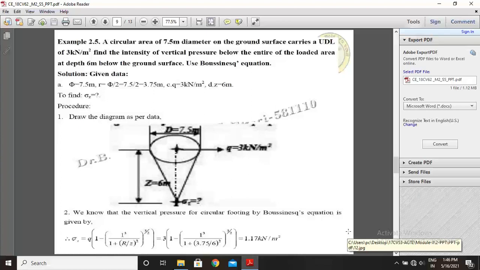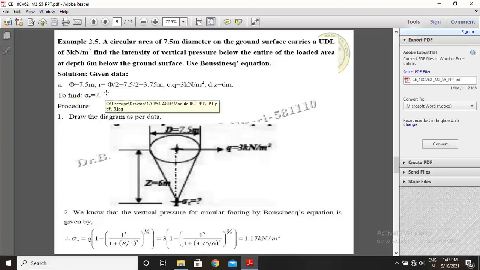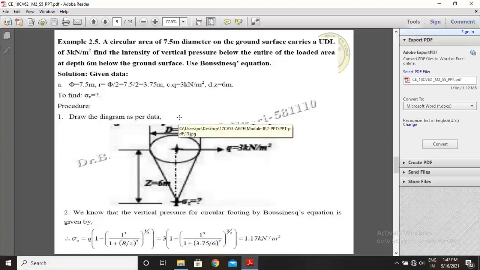Solution. Given data: here the diameter is 7.5 meters, so the radius is R equal to D by 2, that is diameter by 2. So 7.5 divided by 2, we get 3.75 meter radius of the footing. Q is given as 3 kilonewton per meter square. Z is given as 6 meters. To find sigma Z. Follow the same steps. Procedure. First step, draw the diagram as per the given data.